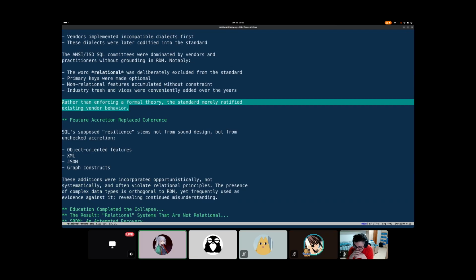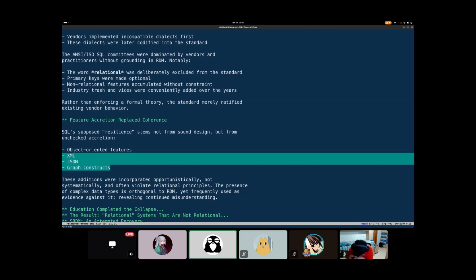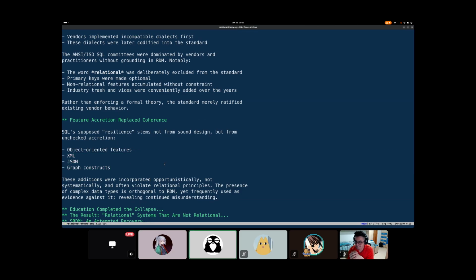Quick, real quick before I move on, they did add JSON to the SQL standard, no? Who's to say they won't actually add Toon later? Yeah. Exactly my point. Yes. I mean, if it gets popular enough, they might, right?